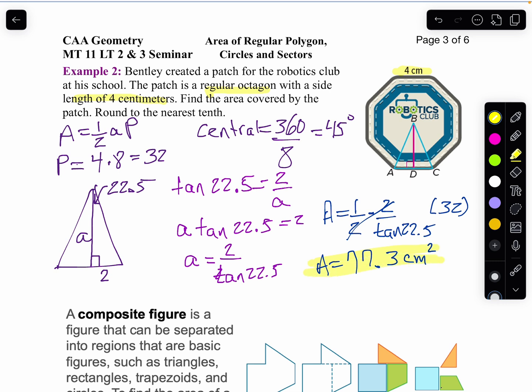So on this problem, to find the area each time, you're going to spend most of your time either finding A or P, or both. Then you just substitute in your formula and you've got your answer. We don't have to do too much after that.